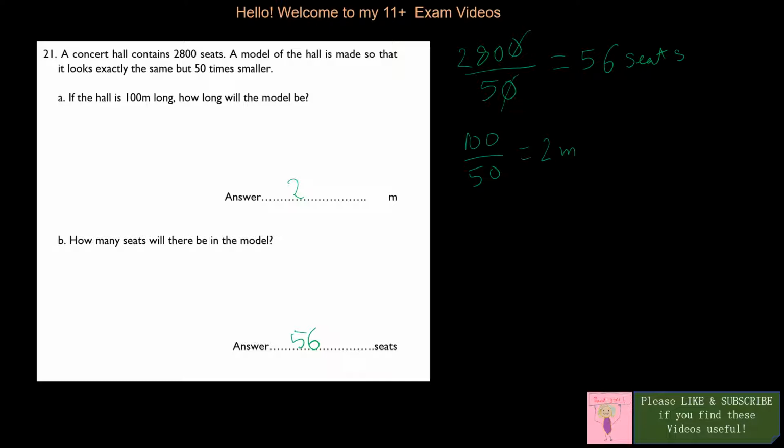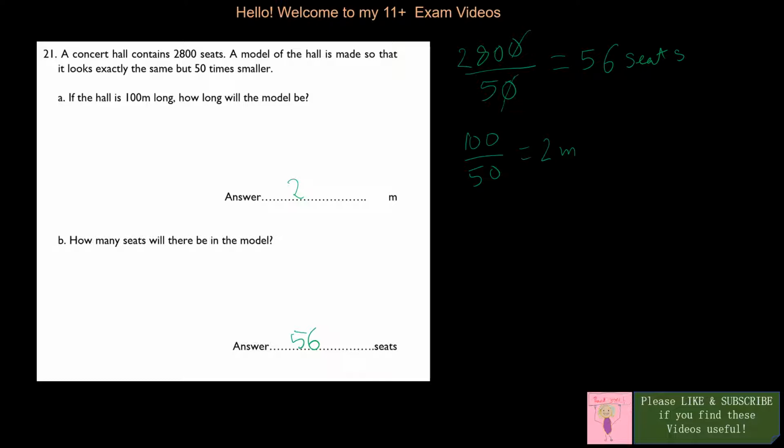A concert hall contains 2,800 seats. A model of the hall is made so that it looks exactly the same, but 50 times smaller. Okay, so maybe that's why it catches. If the hall is 100 meters long and something is 50 times smaller, how long will the model be? It's only going to be 2 meters long, right?